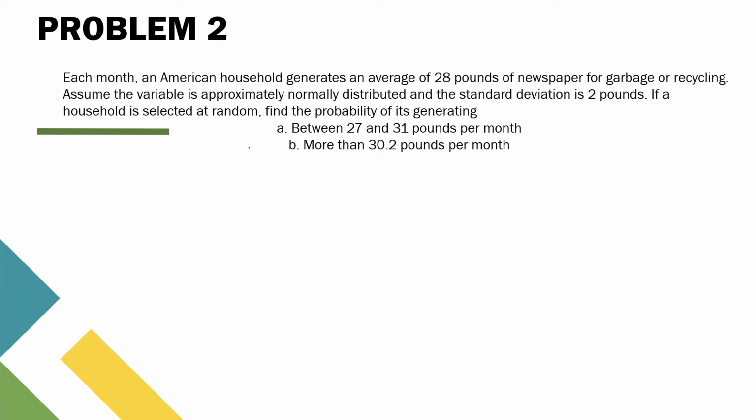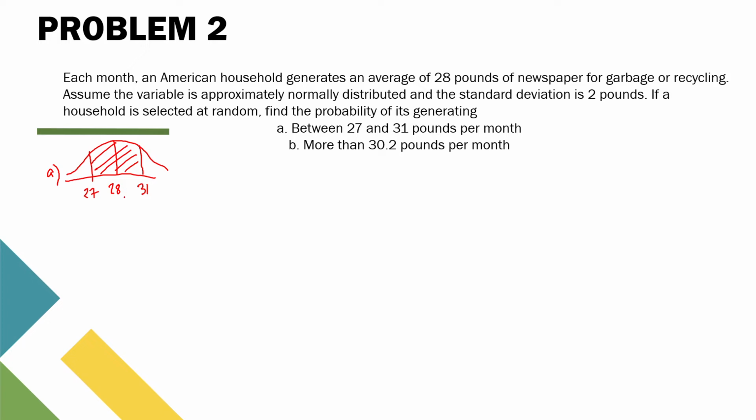So there are two problems that we need to solve. First, let us have problem letter A. In this case, we have to draw a normal distribution curve here. And this is the average of 28, and between 27 and 31. So this is between 27 and 31 and the average is 28.